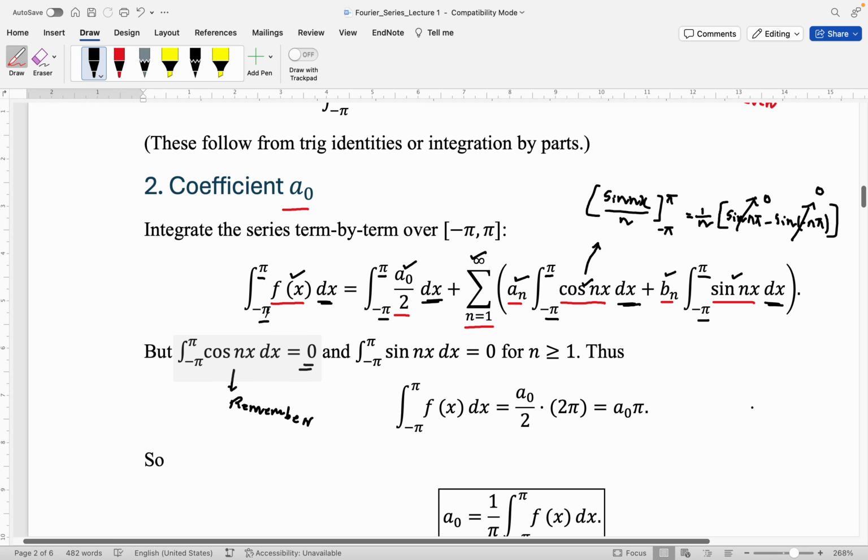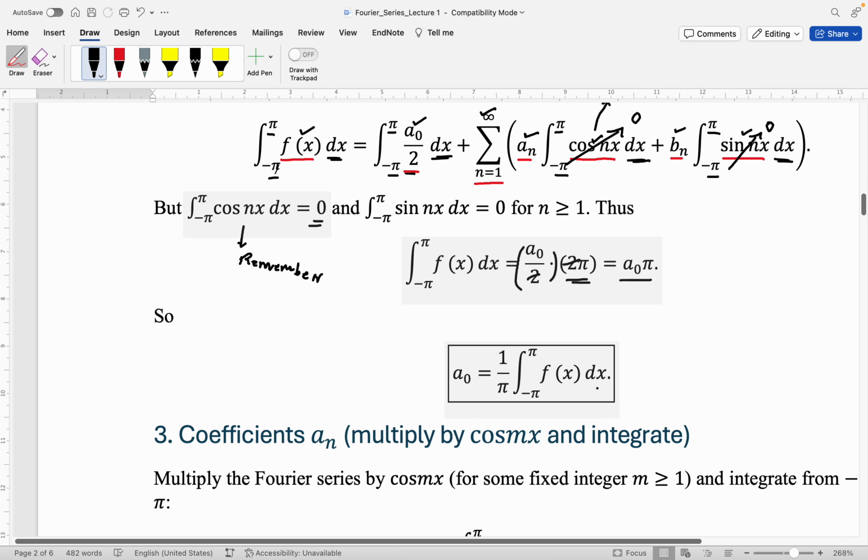So this term becomes 0, and this term also becomes 0 after integration. We are left with only the first term. So the integral from minus pi to plus pi of f(x) dx is a naught divided by 2 into the integral of dx. The integral of dx is 2 pi, so the 2 and 2 cancel, and I get a naught into pi. My aim was to find the coefficient a naught. So a naught is 1 by pi times the integral from minus pi to plus pi of f(x) dx. This is how you find the coefficient.